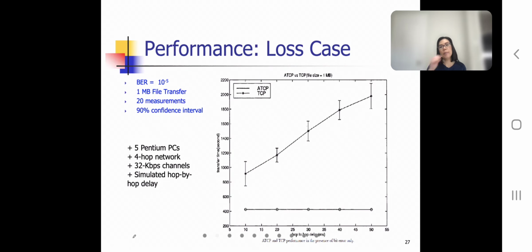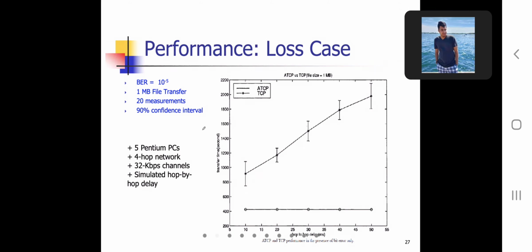Okay, so now we just go briefly over some example experiments to show how ATCP performs compared with original TCP. These are in the paper, and I will post the paper. I'm not sure if I posted the paper, but if I forget, I will post the paper, the paper in which the experiments were described.